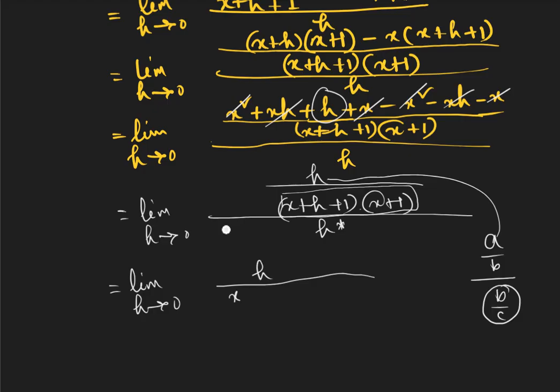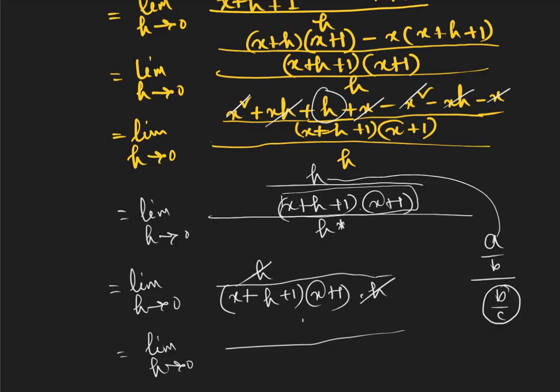So h cancels out, so we could write down limit h tends to 0 of 1 over x plus h plus 1 and x plus 1.